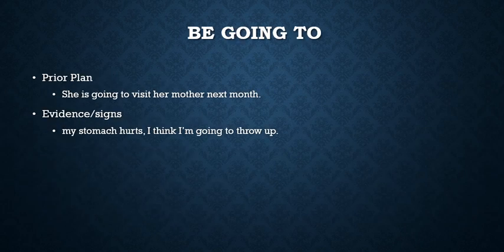And then about be going to, there are two functions. The first one is prior plan. So when someone is planning something which is really going to happen, then we use this one. She is going to visit her mother next month, so you have a specific time. And then if it is based on signs, for example, my stomach hurts, I think I'm going to throw up, so you use be going to when you have something indicating it beforehand, and then you use be going to as an expression of your activity in the future.